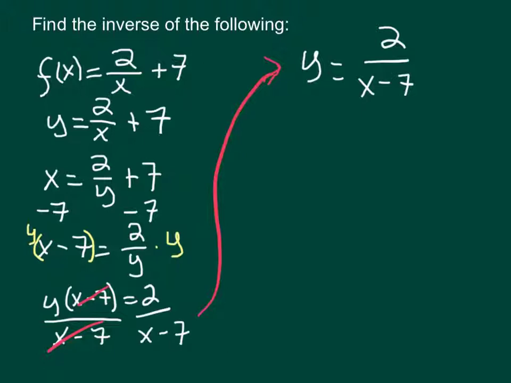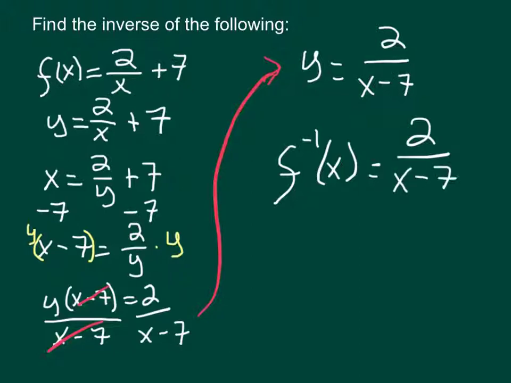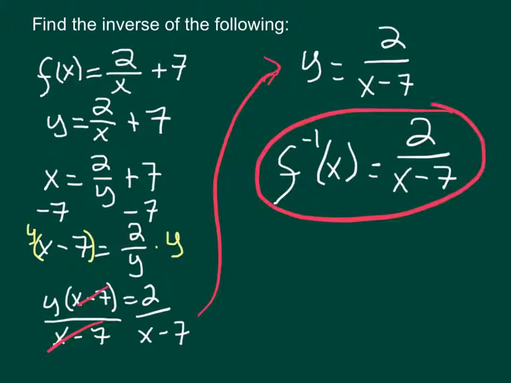And we can rewrite that in function notation as well. So we've got our original equation right here, f of x equals 2 over x plus 7. This is the inverse of it. The way that we would write the inverse in function notation would be f of negative 1, the inverse of f of x. f inverse of x equals 2 over x minus 7. And this particular one, right here, is your answer.